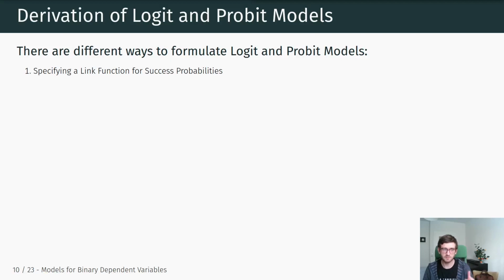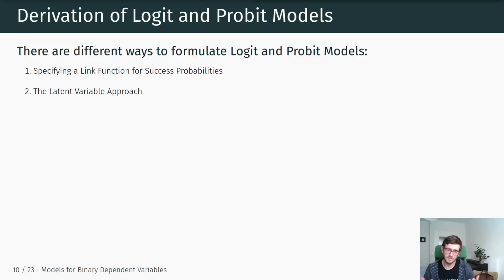Okay. So the first way to formulate and to derive the Logit and Probit is to specify this link function to model success probabilities. There's an alternative, related way of thinking about Logit and Probit, which is to think about, rather than just directly modeling the success probability, we could also think about this problem as a latent variable problem.